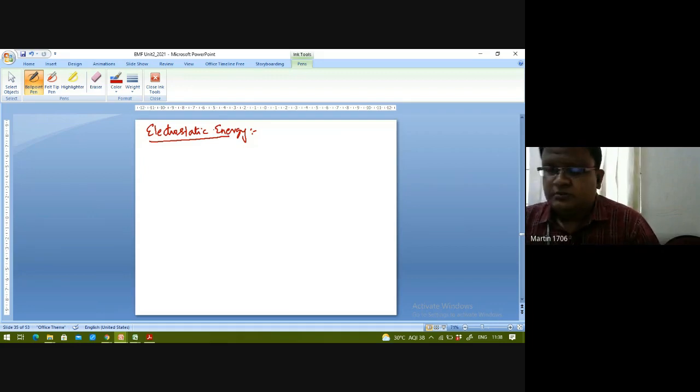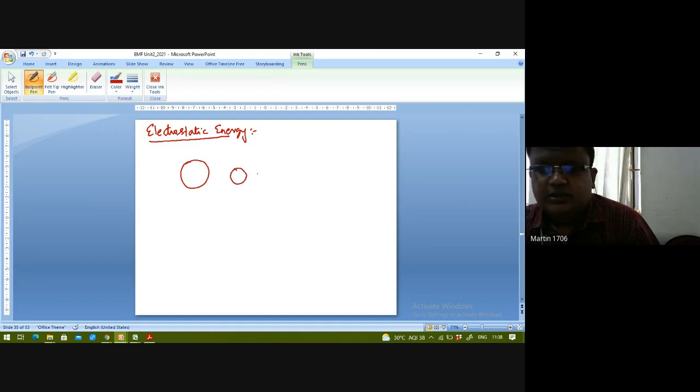Suppose I am considering this is an electron, one big electron, one somewhat moderate electron, and some smaller. When the electron is moving toward this direction, it will bombard with this electron, and it will bombard with this one. This is very, very small. They will bombard with each other.